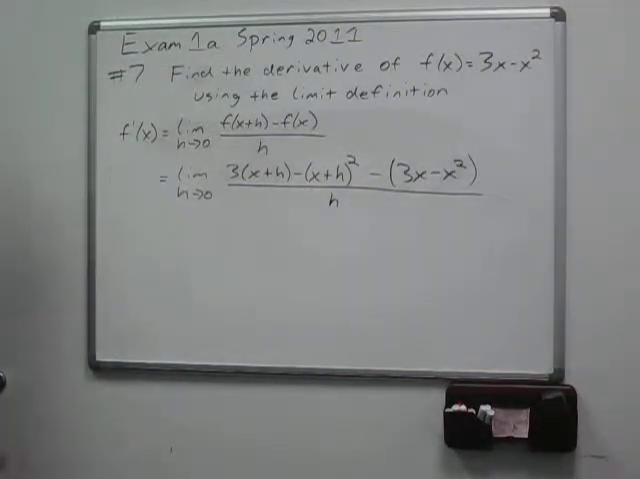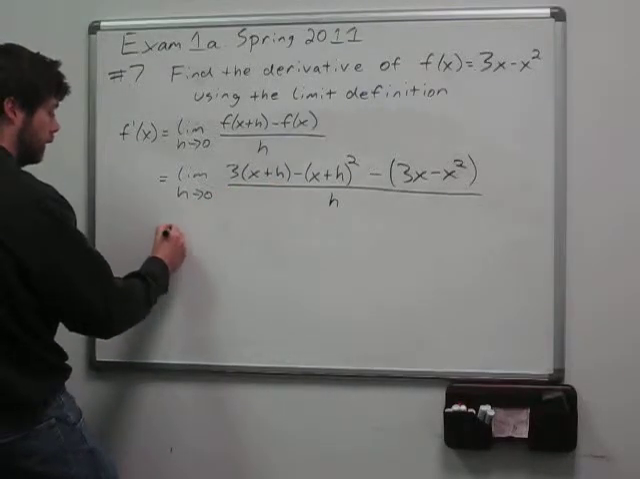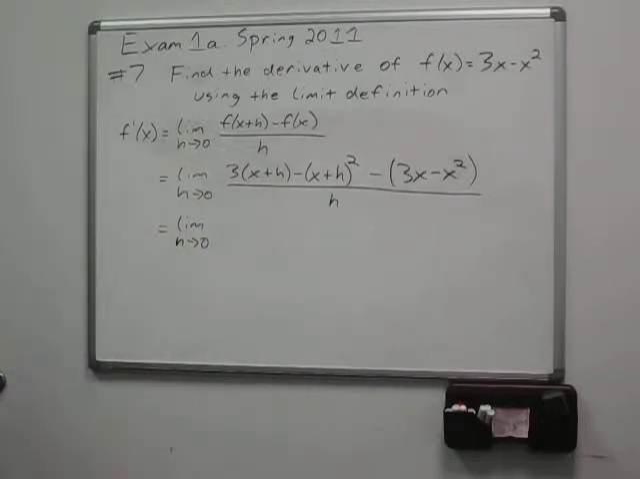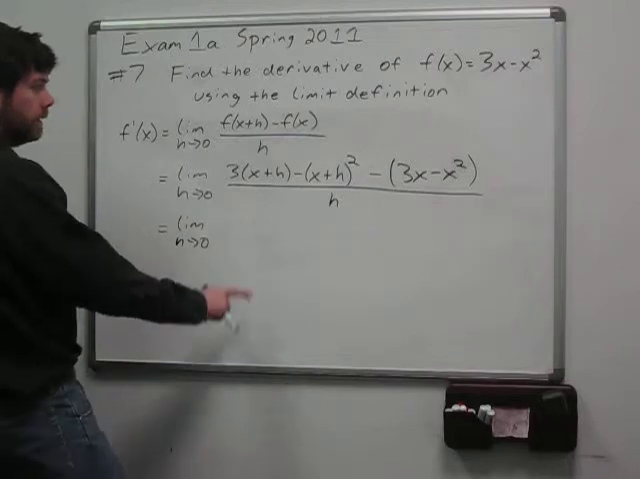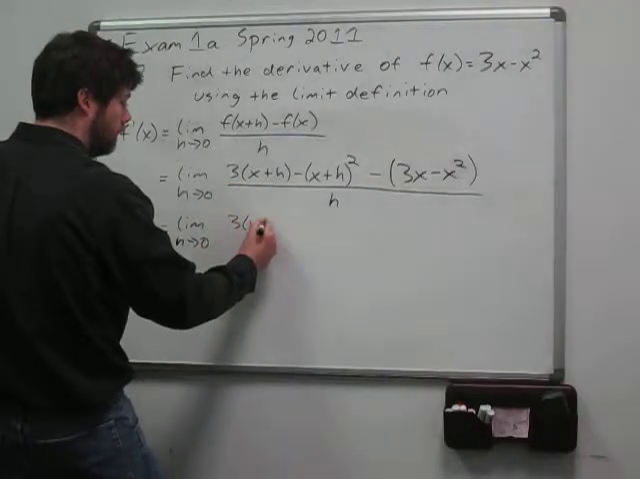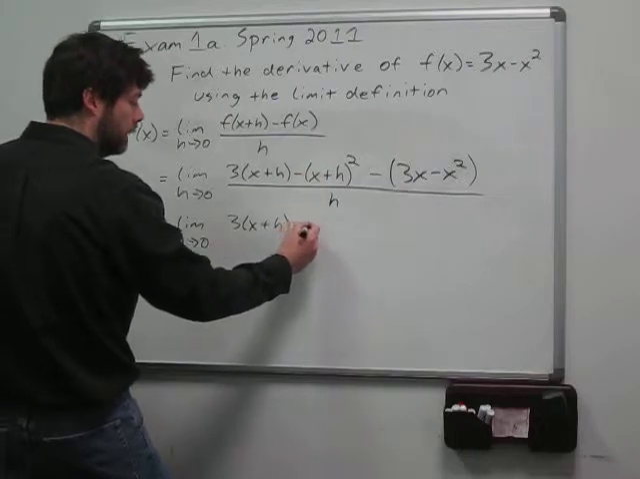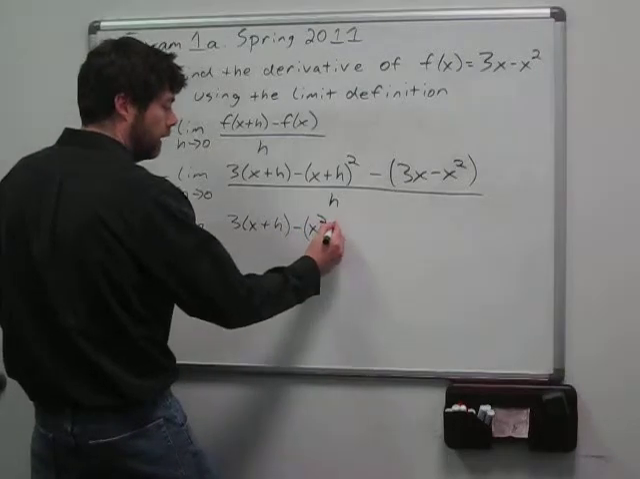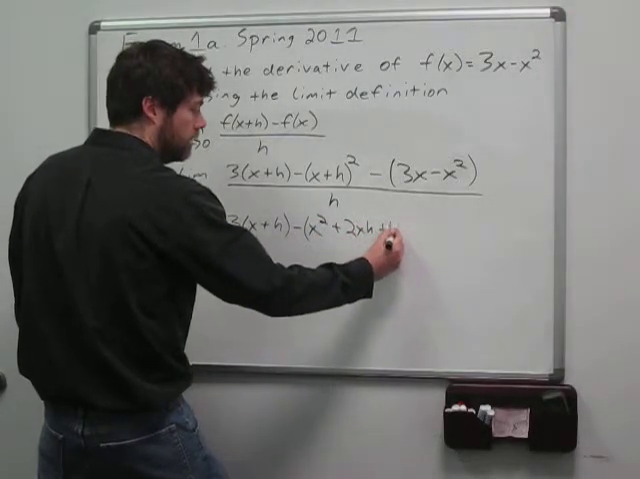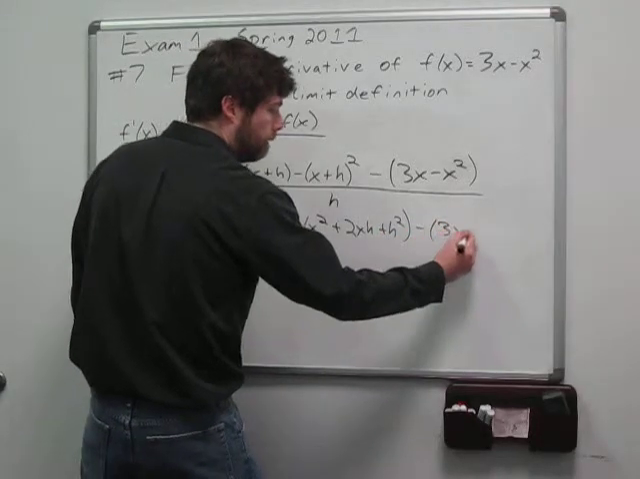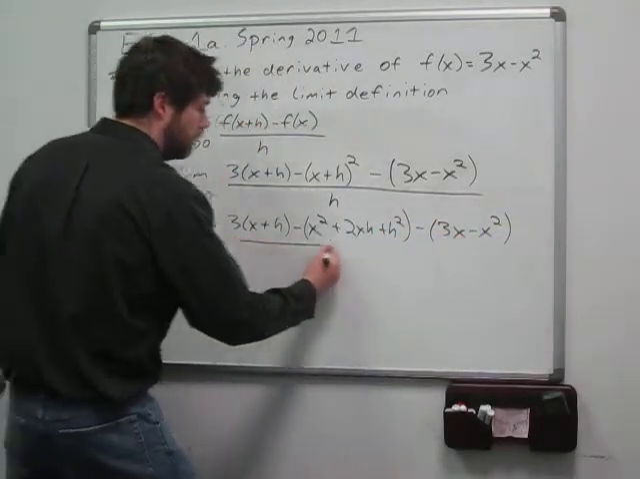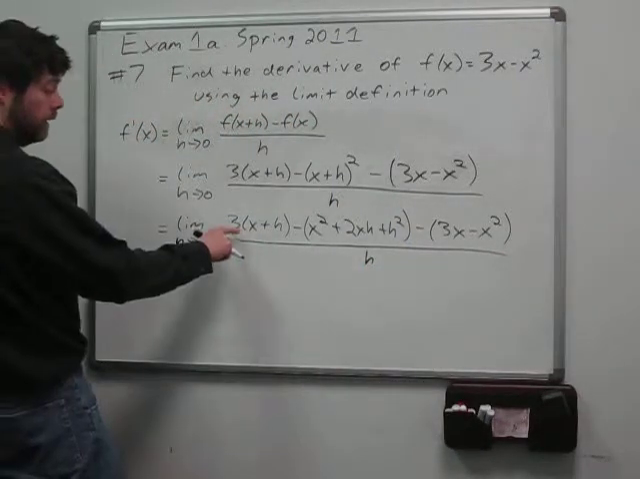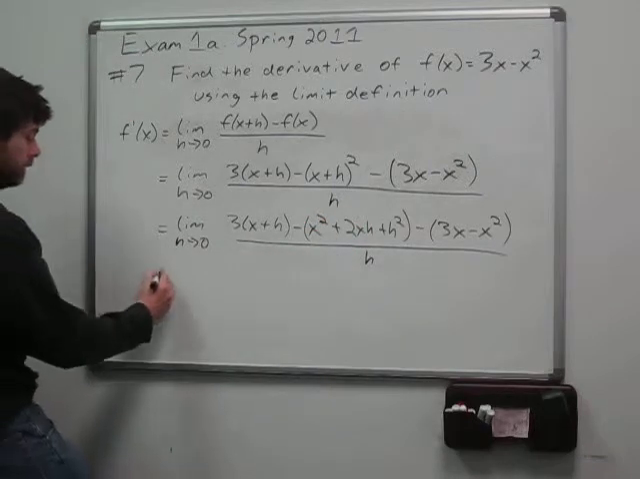The next step is to distribute everything out in the numerator. So here we have the limit as h approaches 0. Let's work this in a couple steps. I think first it's a good idea to expand this square, and that's going to be x squared plus 2xh plus h squared. And then in the next step, I'm going to worry about distributing coefficients over all these expressions.